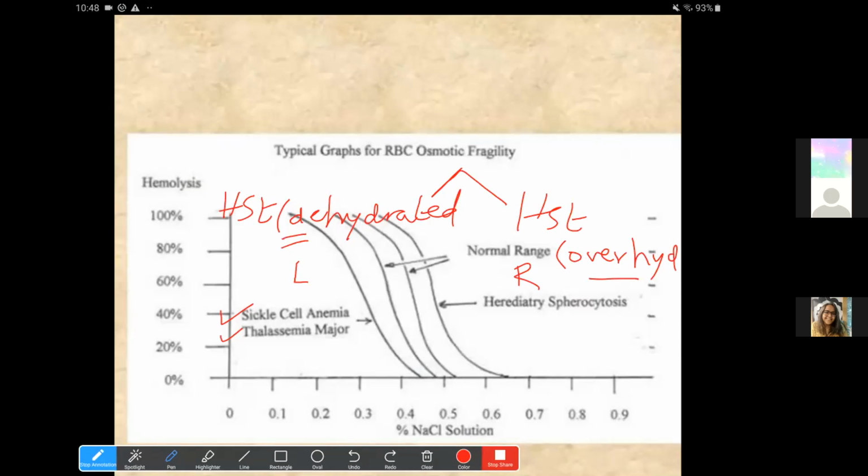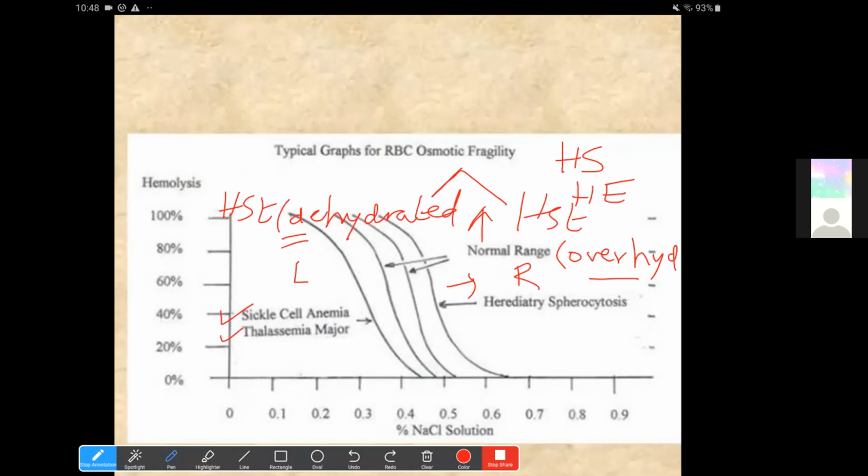Other diseases in which there is a shift to the right, or an increased osmotic fragility, are hereditary spherocytosis, then hereditary elliptocytosis, and the overhydrated form. So hereditary spherocytosis, hereditary elliptocytosis, and the overhydrated form of hereditary stomatocytosis cause a shift of the osmotic fragility curve to the right, in which case there is an increased osmotic fragility.